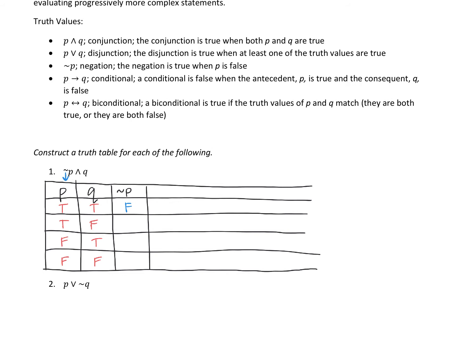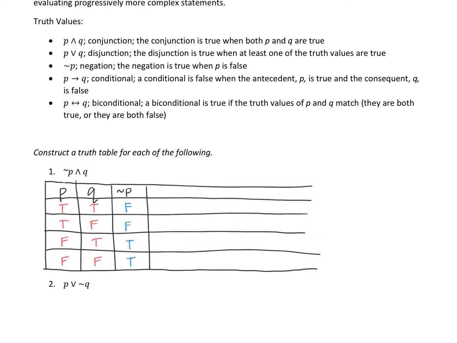The next P is true, so not P would be false. The third value under the P column is false, so then it would be true. And the last value for P is false, so the negation would be true. So if you set up P to always be true, true, false, false, the negation is always going to be false, false, true, true.